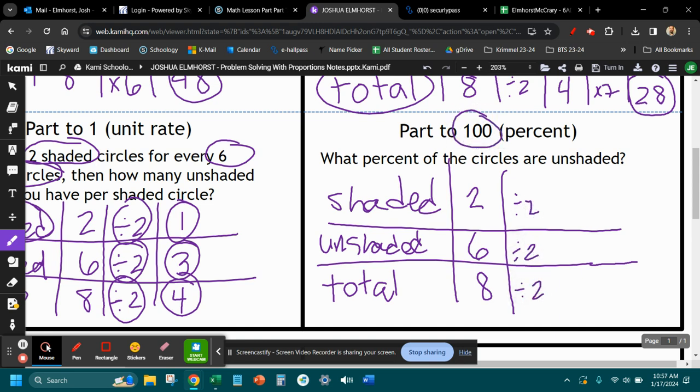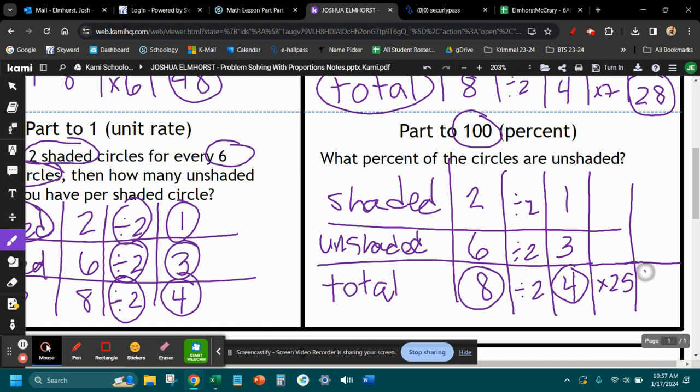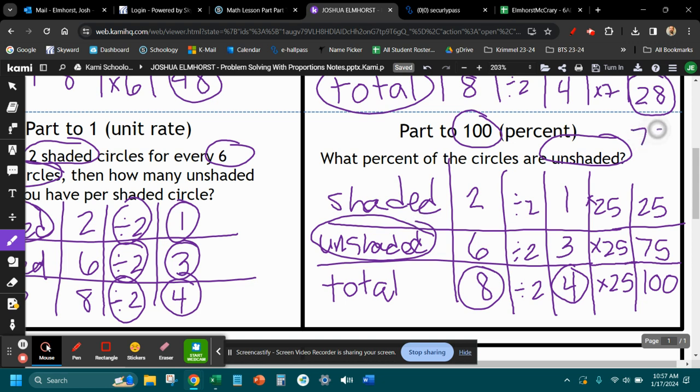And since they're asking about 100, we need to find a factor that works with 100. Eight does not work easily with 100, but if we simplify it, what do you multiply 4 by to get 100? 4 times 25 gives you 100. So we're going to start taking a look at our percent proportions. So then 3 times 25 gives you, and then 1 times 25. So what percent of the circles are unshaded? 75 out of 100 is going to give us 75%.